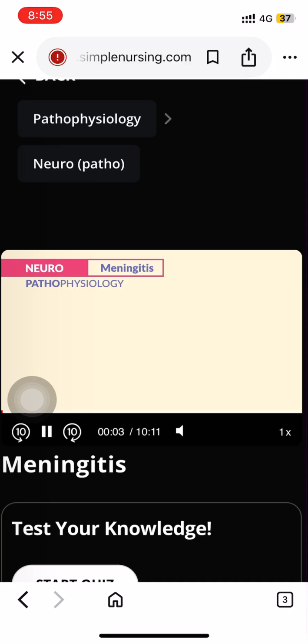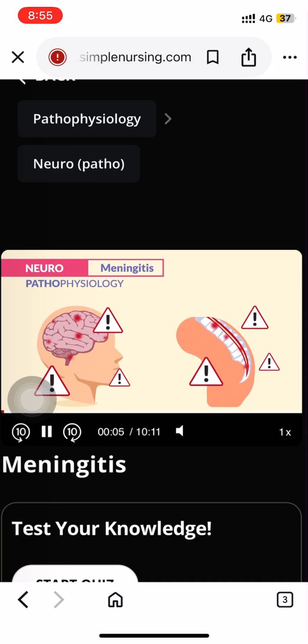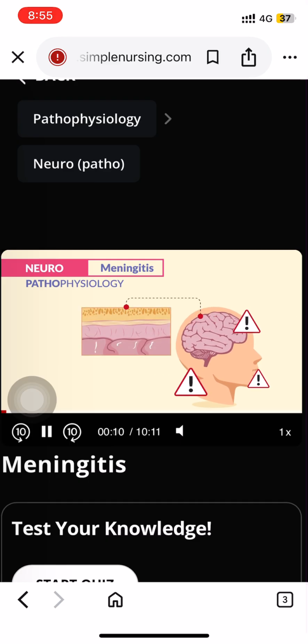Meningitis is the inflammation of the meninges, which is the inner lining of the brain and spinal cord. Now, the meninges are comprised of 3 layers, sort of like a bean dip. We have the dura mater, the arachnoid mater, and the pia mater.